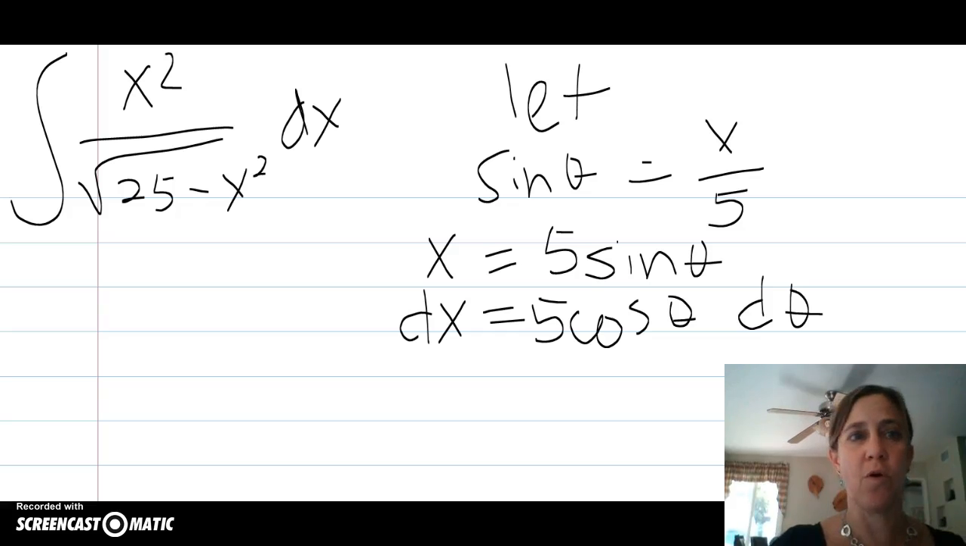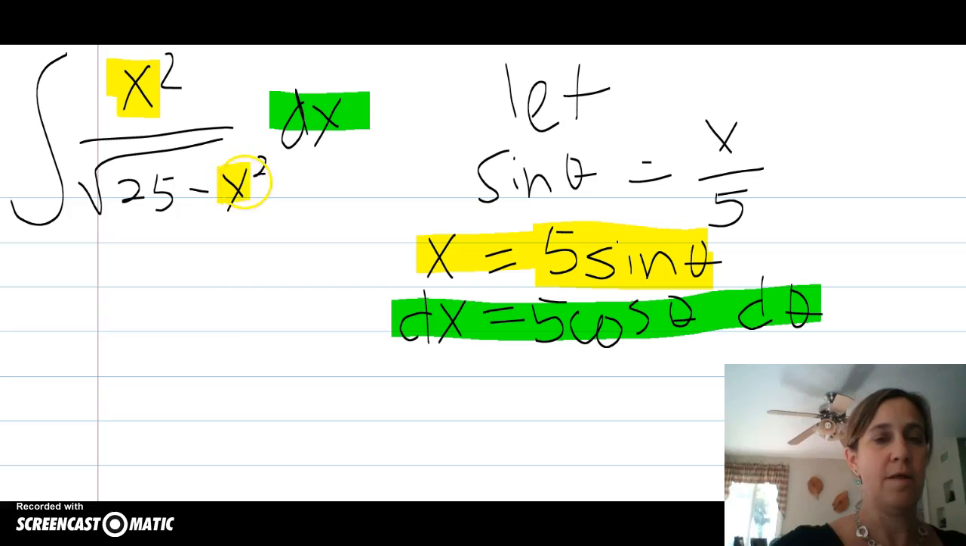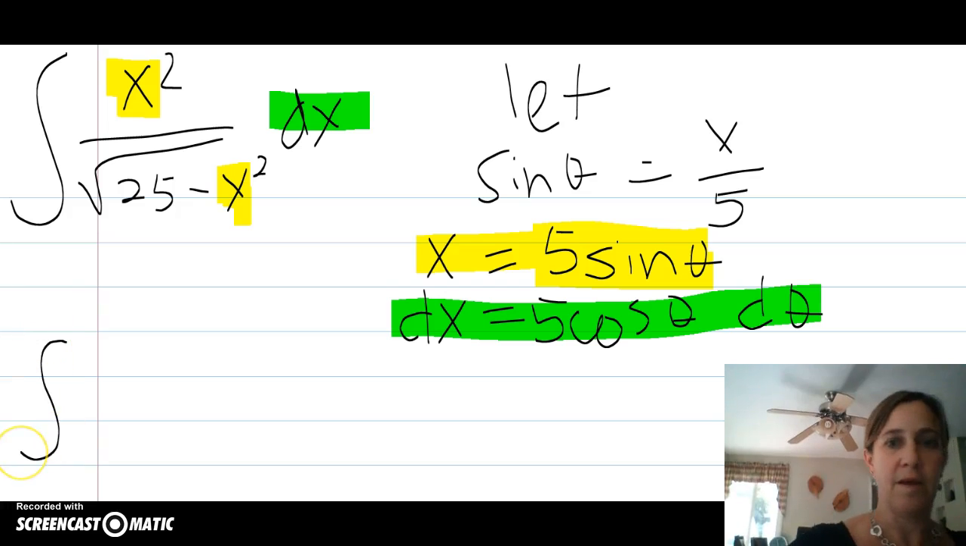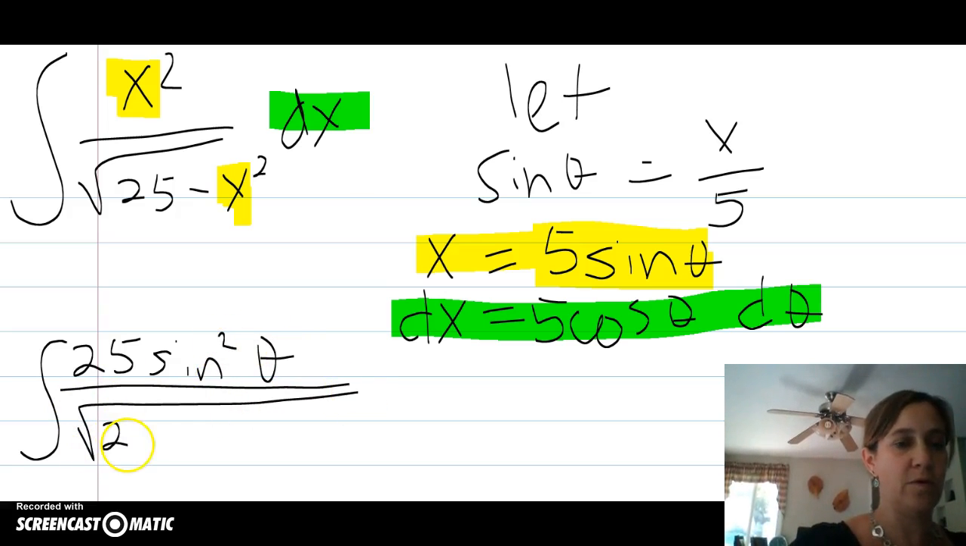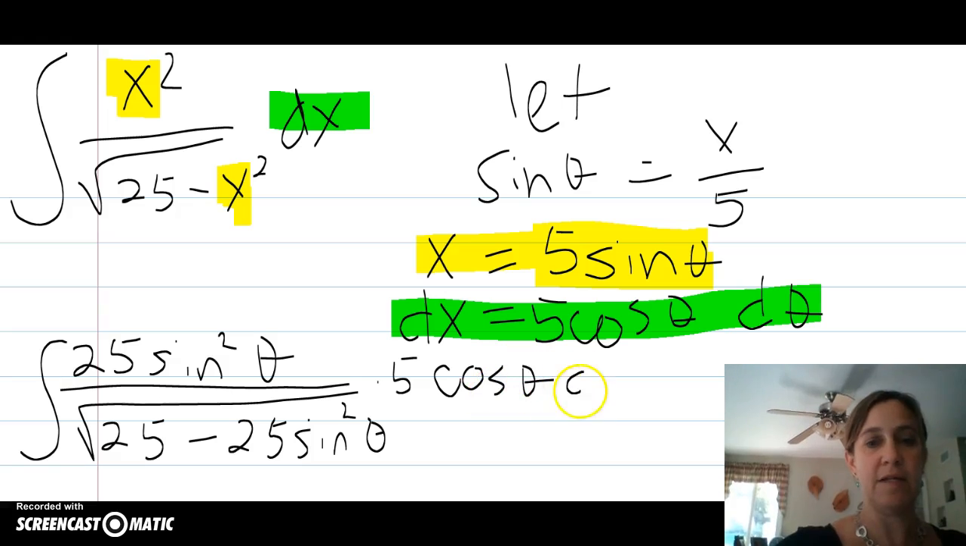Now I'm going to substitute, with the goal being that what I get to integrate is going to be easier than what I started with. Notice here I can substitute dx with the 5 cosine theta d theta, and then wherever I had an x, that would be replaced by 5 sine theta. So substituting that in, 5 sine theta squared is going to be 25 sine squared theta over the square root of 25 minus 25 sine squared theta, and then my dx becomes 5 cosine theta d theta.